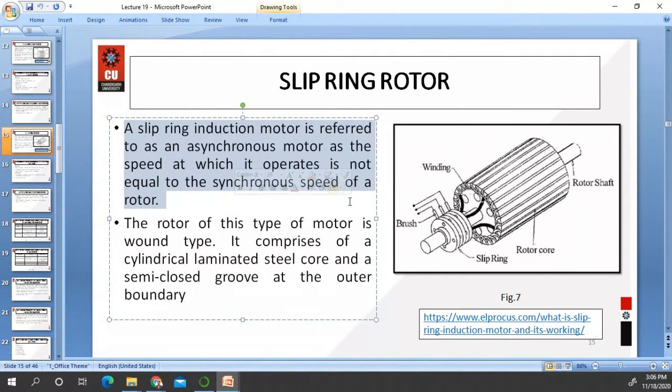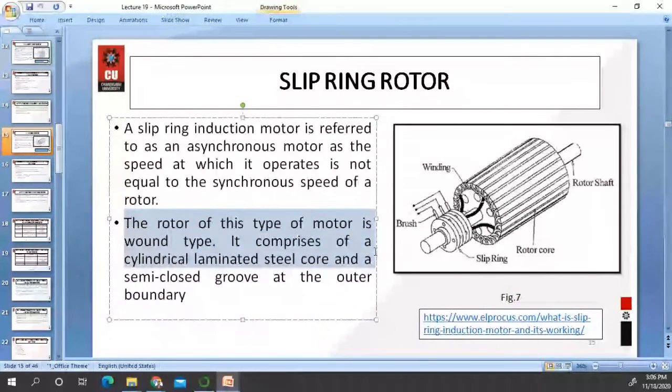Actual speed, which is represented by NR. So the rotor of this type, the actual speed of rotation. Okay, the rotor of this type of motor is wound type.